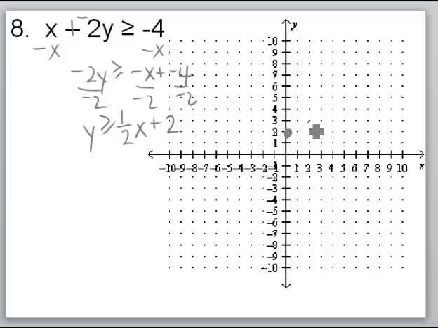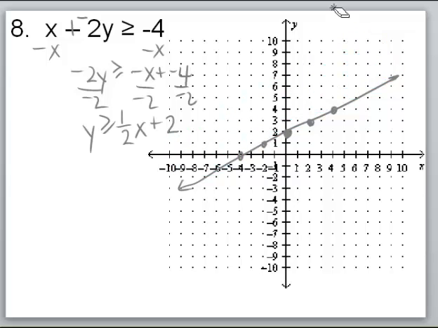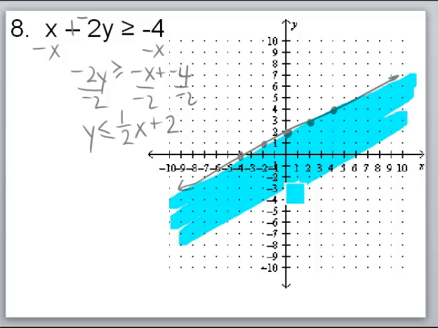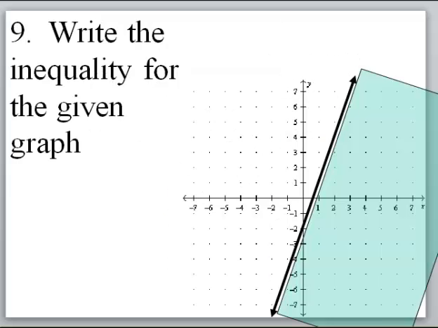I'm going to go up 1 over 2, up 1 over 2, or down 1 to the left 2, down 1 to the left 2. I use a solid line, and it says greater than, so I would be shading above the line for my solution. Oh, I made a mistake. Let me erase that. What did I forget to do? I forgot to flip my sign because I was dividing by negative on both sides. So actually, I should be shading below the line. So by checking those points, you can actually find your mistake, as well, rather than relying completely on remembering to flip the sign.